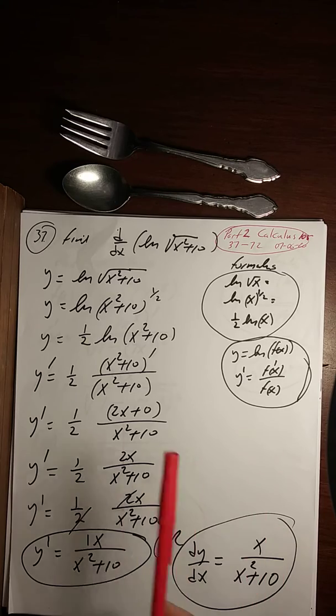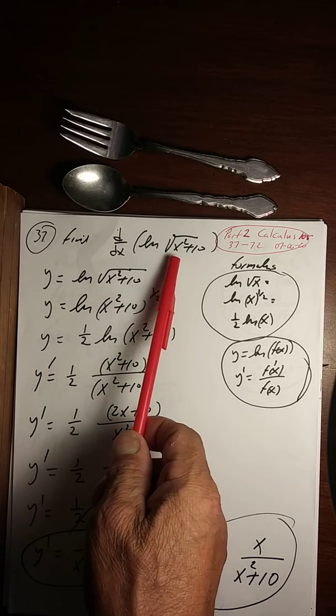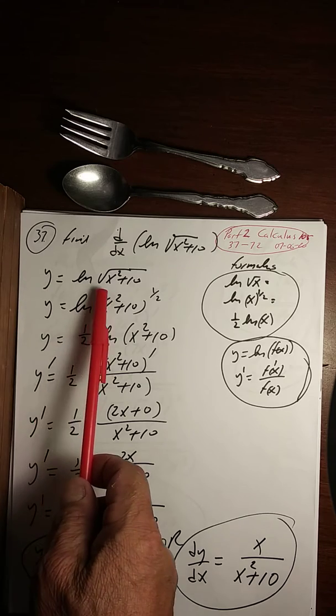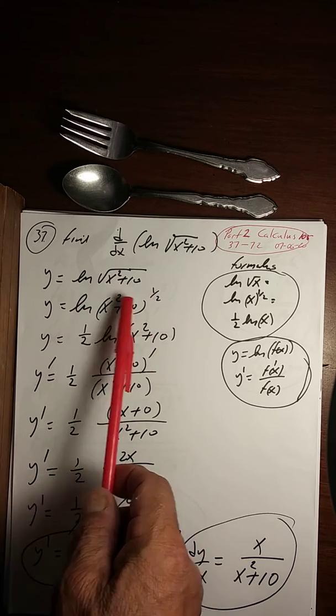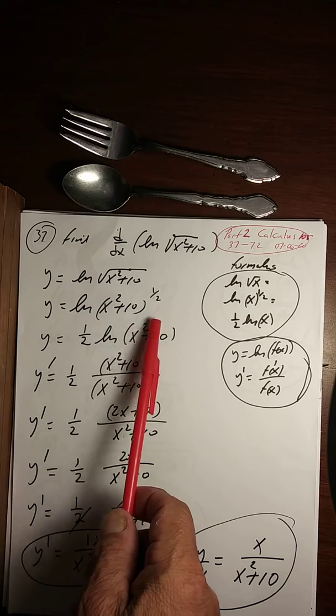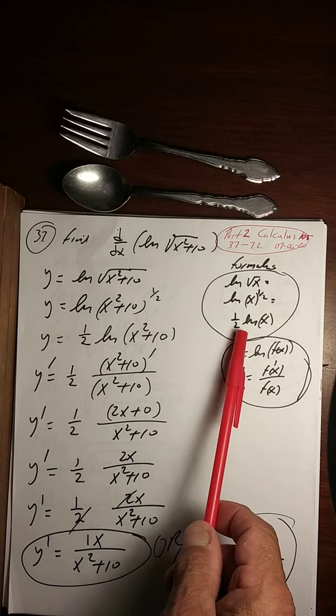Find the derivative of ln of the square root of that. Alright, y equals ln of that. Rewrite it, college algebra stuff. This is to the half power. Bring the half power in front, from college algebra formulas.